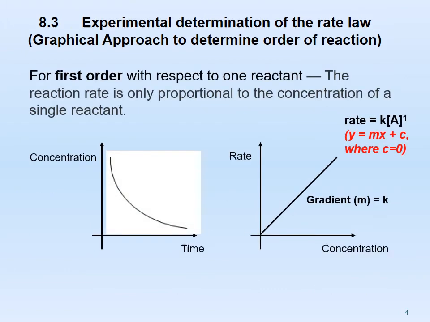For first order with respect to one reactant, the reaction rate is only proportional to the concentration of a single reactant. The rate law is k times concentration of reactant A raised to the first power. The rate versus concentration graph is a straight line graph of the form y equals mx plus c, where c, the y-intercept, is 0. Rate is the y-axis, concentration is the x-axis, k is the constant gradient m.